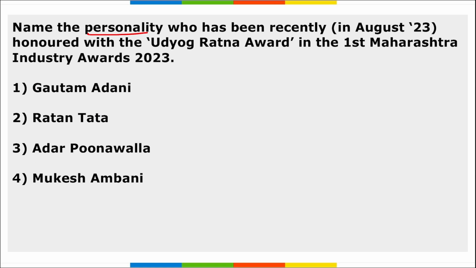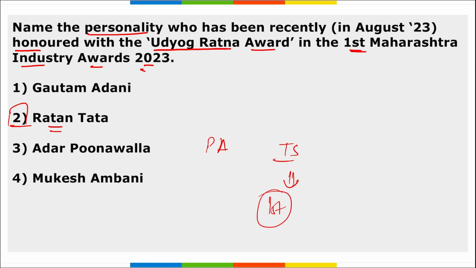Next, name the personality who has recently been honored with the Udyogratna Award in the first Maharashtra Industry Awards of 2023. So he will be Ratan Tata, right? Padma awardee and former chairman of Tata Sons, Ratan Tata, was honored with the first ever Udyogratna Award for his outstanding contribution to Maharashtra's industrial development. The Udyogratna Award is one of the category awards presented in the first Maharashtra Industry Awards 2023, issued by the Maharashtra government. So remember, Udyogratna Award was presented to Ratan Tata ji.